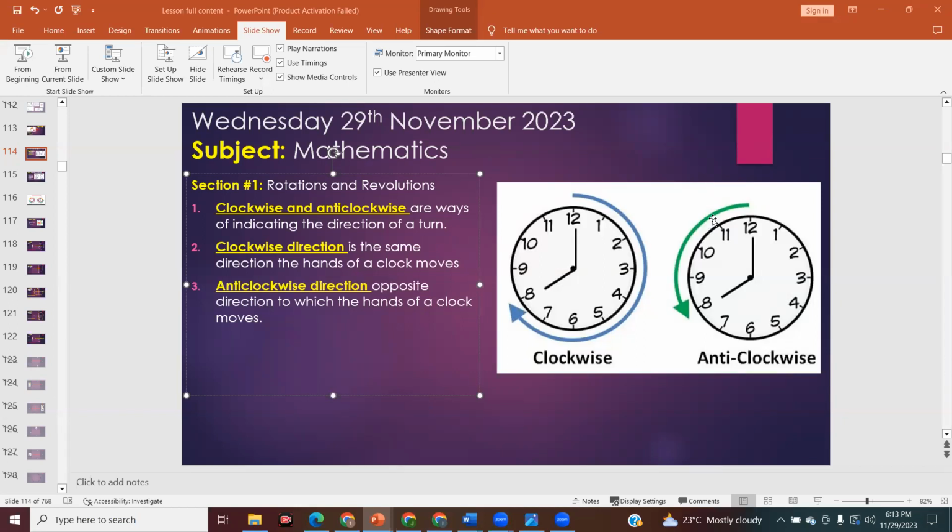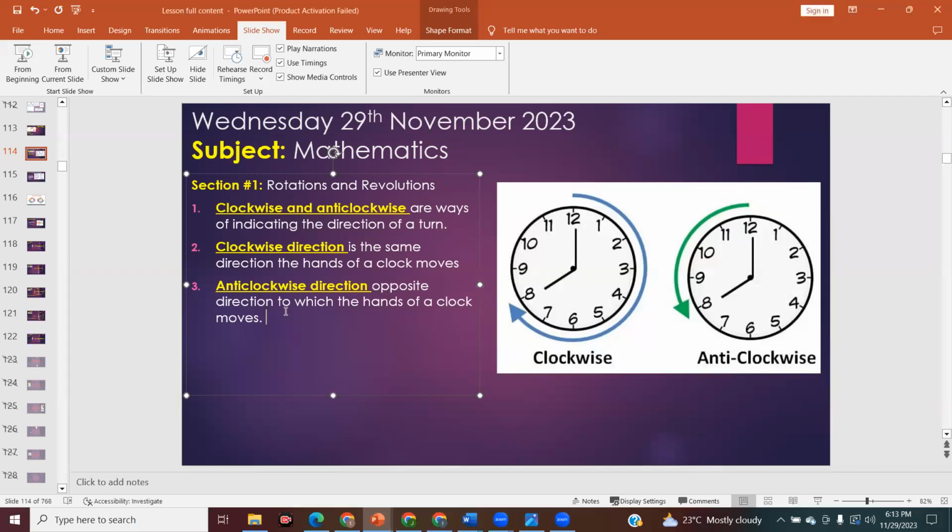Latavia, where's Latavia? I'm here. What do we mean by anti-clockwise direction? The same direction which the hands of the clock move. No, I mean, opposite. Very good, opposite direction to the hands of a clock.